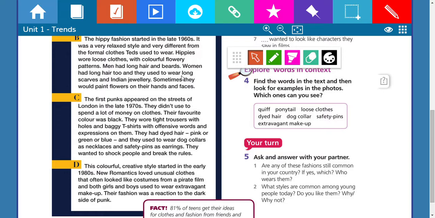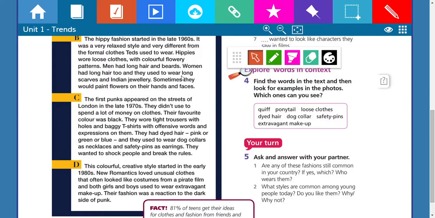C. The first punks appeared on the streets of London in the late 1970s. They didn't used to spend a lot of money on clothes. Their favourite colour was black. They wore tight trousers with holes and baggy t-shirts with offensive words and expressions on them. They had dyed hair, pink or green or blue, and they used to wear dog collars as necklaces and safety pins as earrings. They wanted to shock people and break the rules.